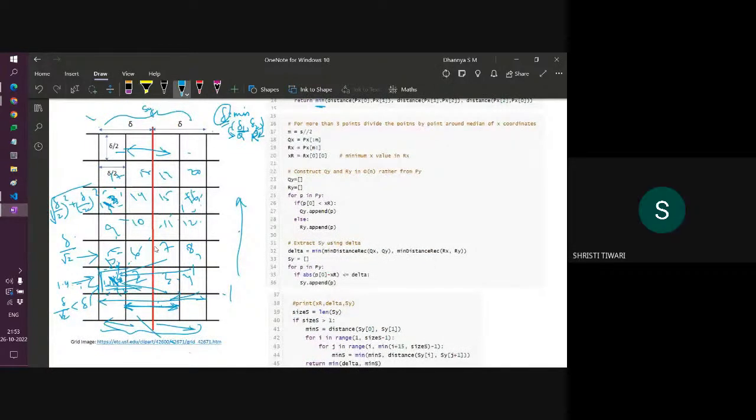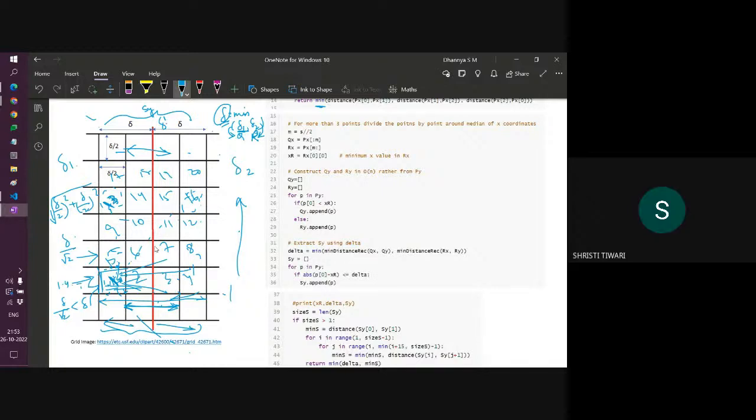The points which are there in this band, which are crossing across this middle line, that is the S. Whatever is coming from delta 1 coming from here, delta 2 coming from here, and some delta dash which is coming from the middle, you're taking the minimum of delta dash, delta 1 and delta 2, which is the minimum distance for the full problem. Delta 1 is the minimum distance in the left side. Delta 2 is the minimum distance in the right side. And delta dash is the minimum distance across the two.